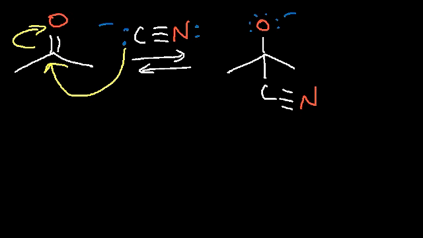And so we have this intermediate. Now this is how it's reversible. This can form a double bond, kicking out the CN group, given what we have back here. Now in the next step, this could react with another HCN molecule, regenerating a cyanide.